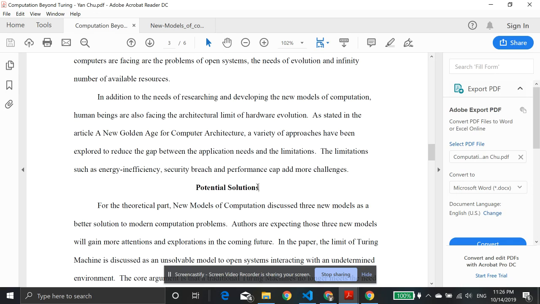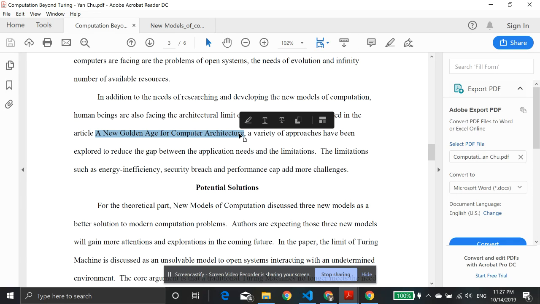So in addition to the development of the computation part, the theory part, we are also facing the architecture limits of hardware evolution. As stated in the paper A New Golden Age of Computer Architecture, it describes the 30 years of computer hardware architecture design evolution history, and it gave us an overall picture of how computers have evolved from the 1980s.